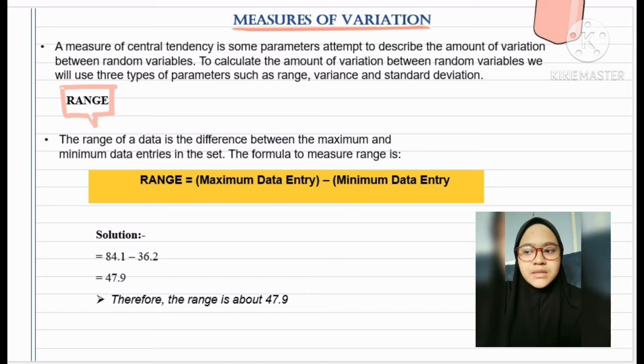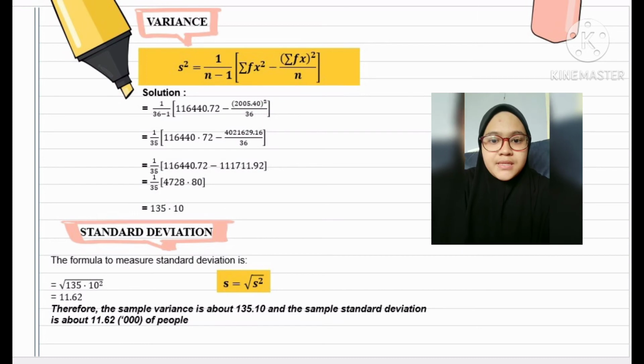For the solution, 84.1 minus 36.2 equals 47.9. Therefore, the range is about 47.9. Okay, for variance, the formula to measure variance is highlighted in the slide. After we do the solution, we get a variance of 135.10.